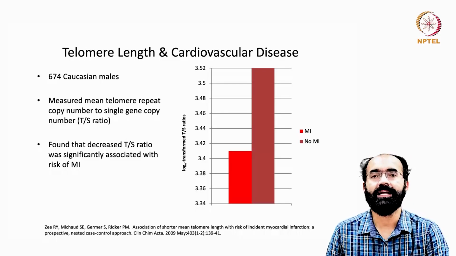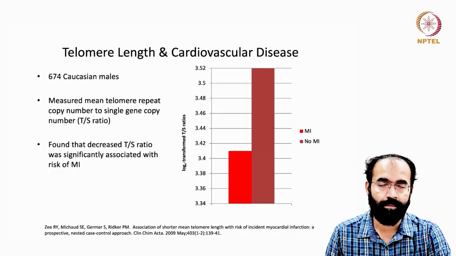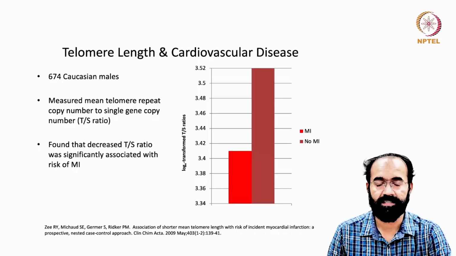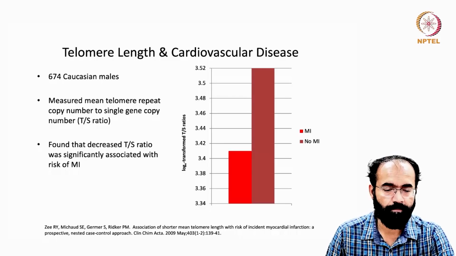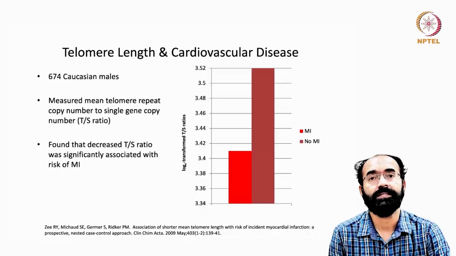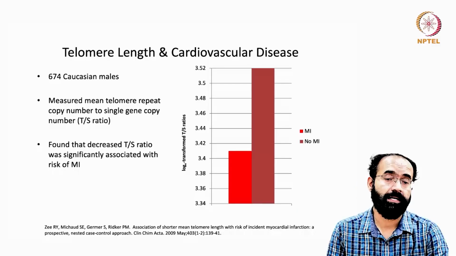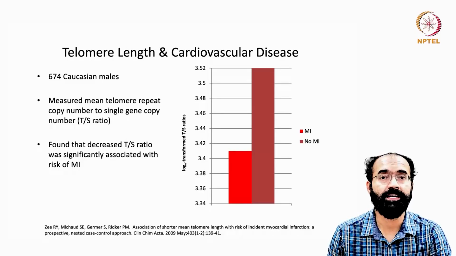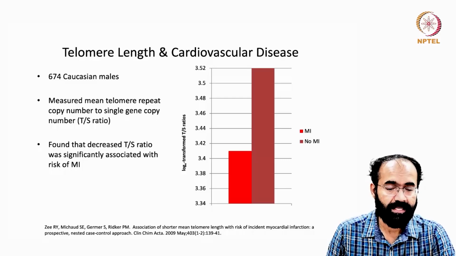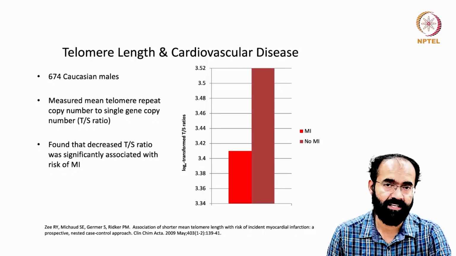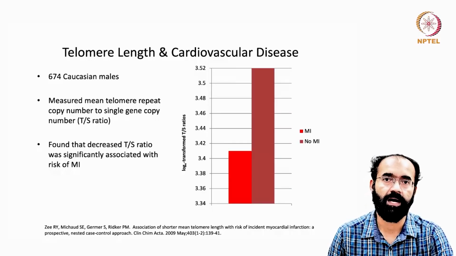So you are bringing in a connection with the number of telomeric repeats per total gene that is available, means a single copy gene. So they have found that decreased TS ratio, that means the numerator is getting shorter and shorter, denominator remains constant. So a decrease in TS ratio was significantly associated with the risk of myocardial infarction or coronary heart problem.